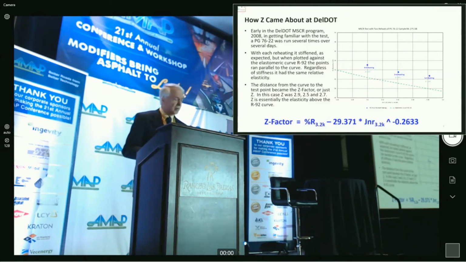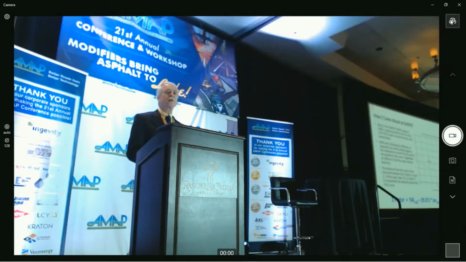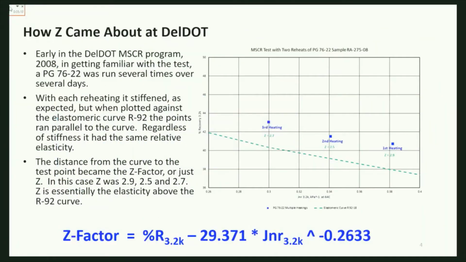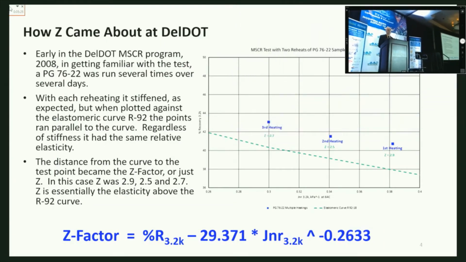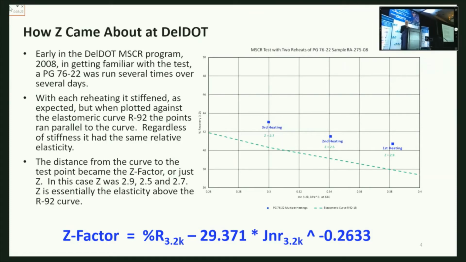Okay, how it all came about. Early on, I was fascinated by the test and got the software to run it from our DSR manufacturer. In 2008, I was running polymer modified asphalts. I took a sample and ran it, heated it again a few days later and ran it, and again a few days later. As you expect with any reheating, it gets stiffer and stiffer. You see it in the DSR. Every time you reheat a sample, it goes up about 1 or 2%.